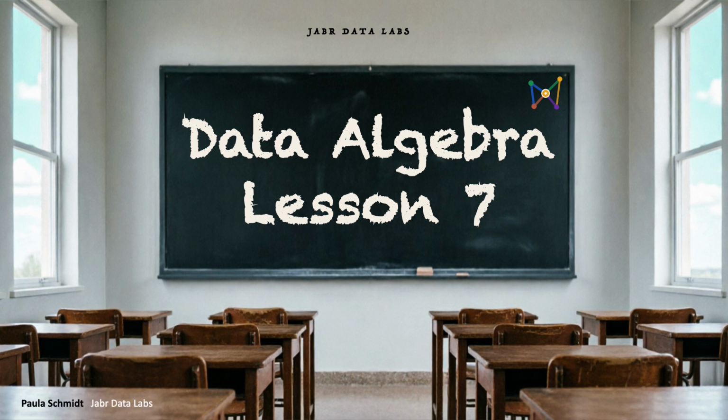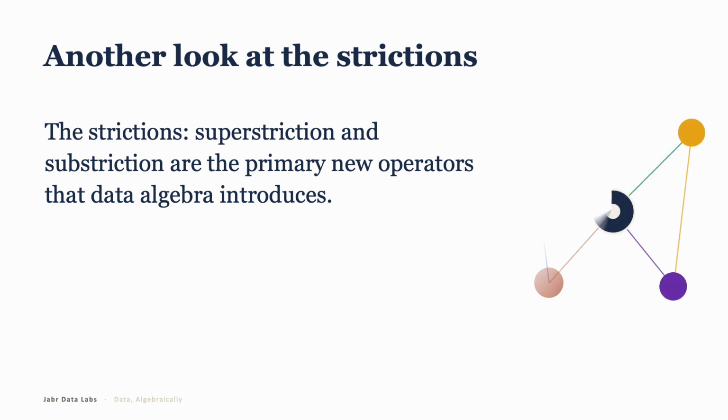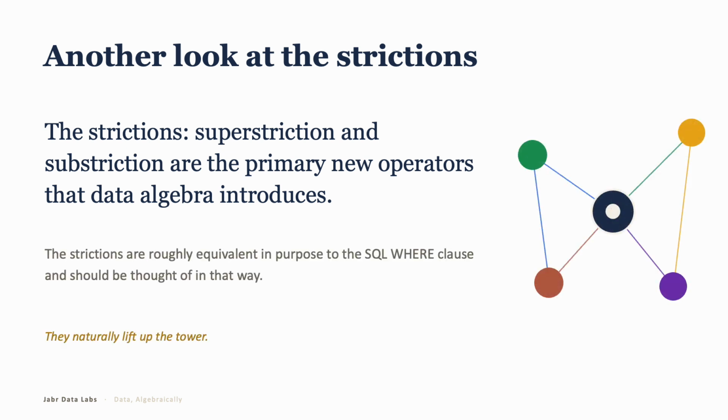Welcome to Lesson 7. We have spent 2 lessons discussing the algebraic operators, and we decided to provide a third because, as they say, three's the charm, and what could be more charming than a striction? Our reason for devoting a whole presentation to the strictions is simply that this is the area of data algebra that is new to everyone who encounters it for the first time. The goal here is to maximize your familiarity with these new operators.